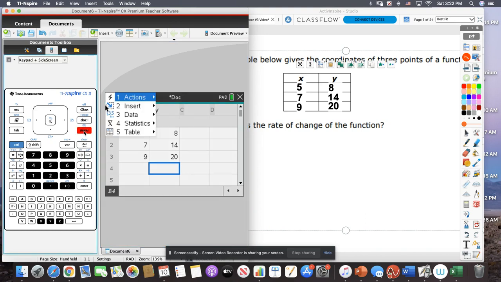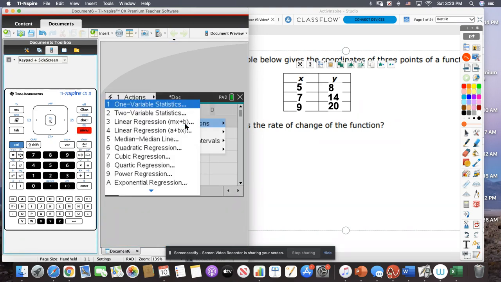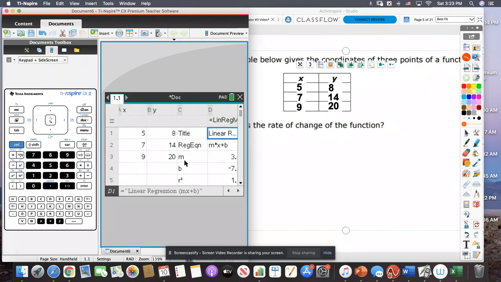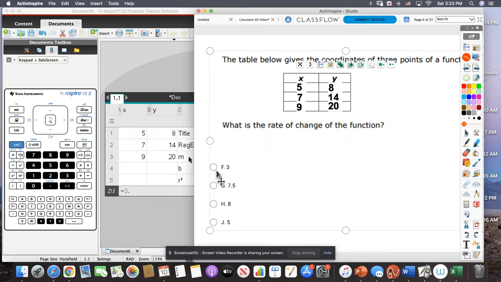Here's my blue mark, menu, statistics, stat calculations, and number 4. We call this X, we call this Y, click OK. So M is equal to 3. And so 3 is my answer.